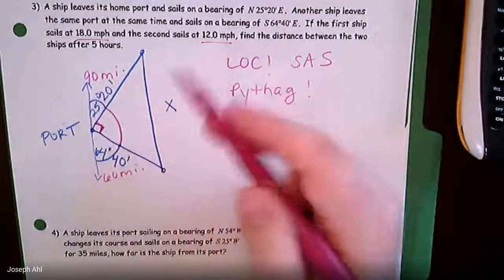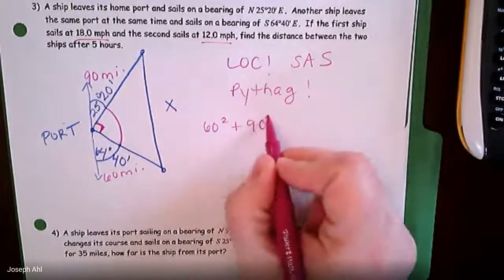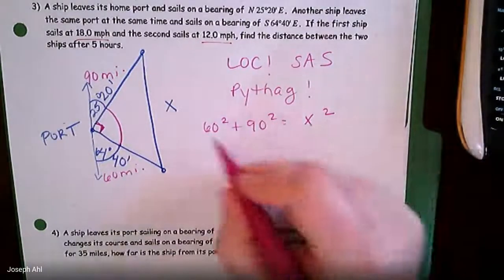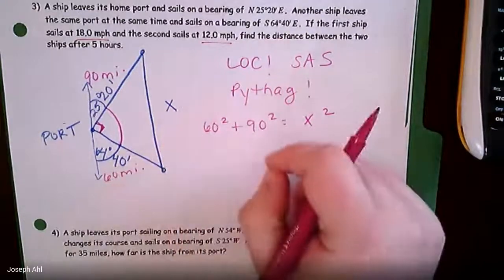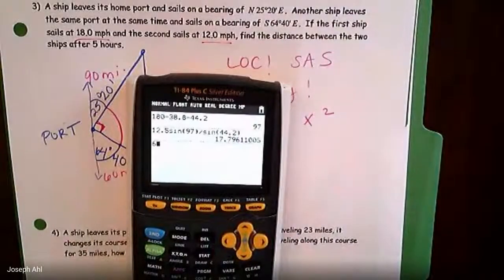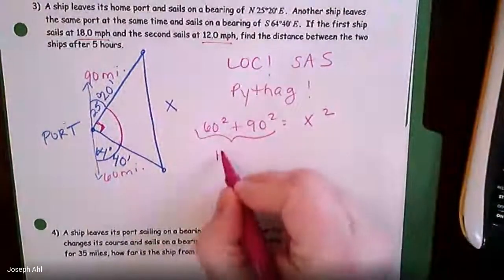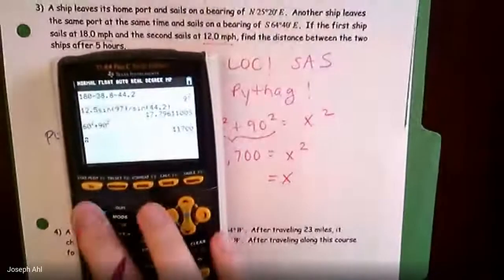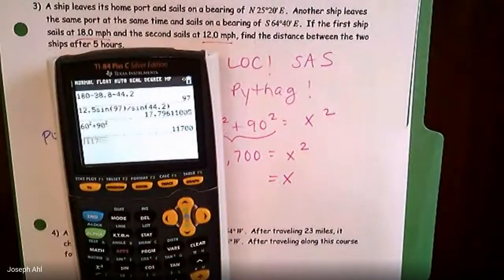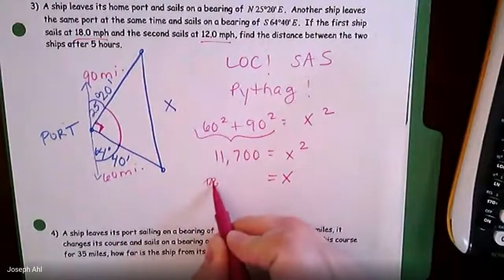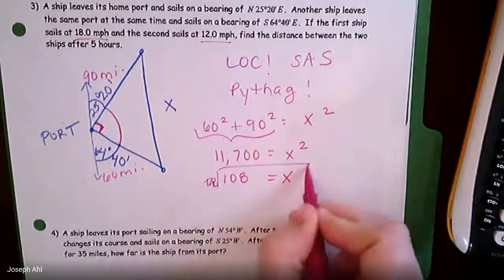If you have two sides in a right triangle, you could do the Pythagorean theorem. You could do 60 squared plus 90 squared equals x squared. And again, if you did law of cosines, you are doing essentially this because the end of the law of cosines would just kind of go away. All right, I can do that quickly on the calculator. 60 squared plus 90 squared, and we get 11,700. And if I take the square root of both sides, the distance that those ships are from one another is about 108 miles. So we'll say x is 108.